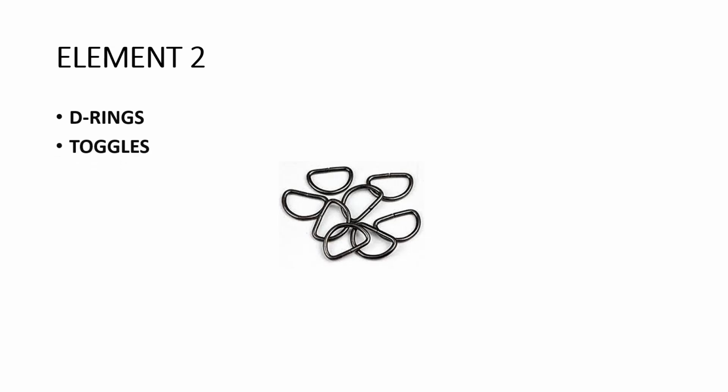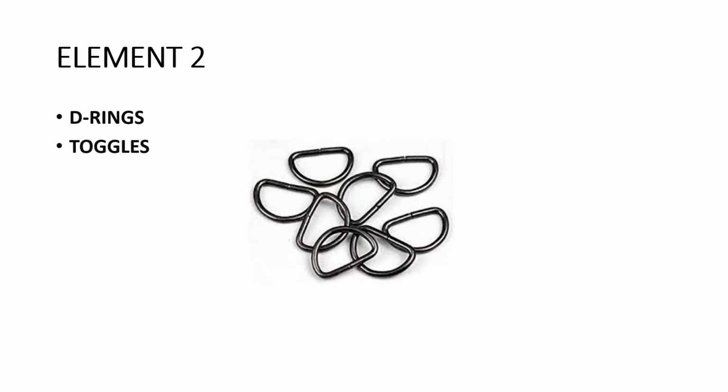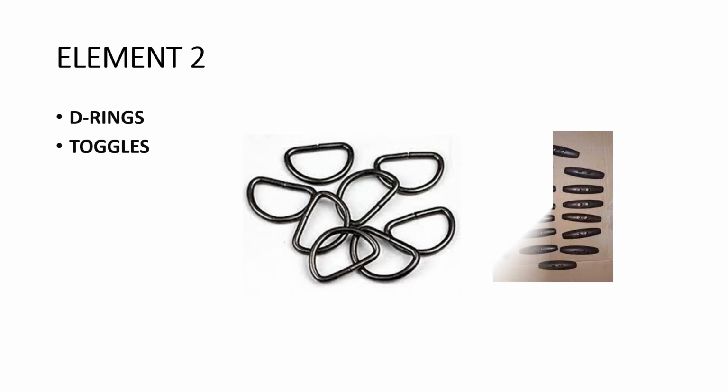Students, I hope you can recognize this. Yes, these are nothing but the D-rings. So element 2 also covers D-rings. It also covers different types of toggles, okay? Different types of toggles which are used in the garment. So that specification, the material of those particular toggles, is also specified in the specification sheet and becomes part and parcel of element 2 of our categorization.